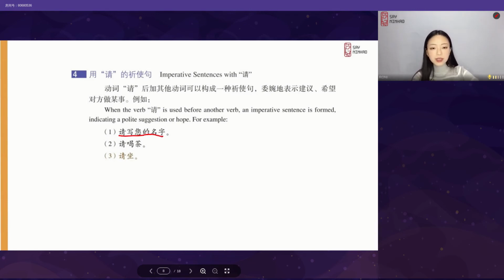First one, 请写您的名字. After 请 we put the verb 写 which means write. 请写您的名字 Please write your name. 您 the polite way to say you. Okay, please write your name. Next one. 请喝茶 Please drink tea. 请坐 Please sit. We can see this is really polite to express your request. So when you are asking about someone, you can say 请问, right? 请问. Okay, this is about 请.